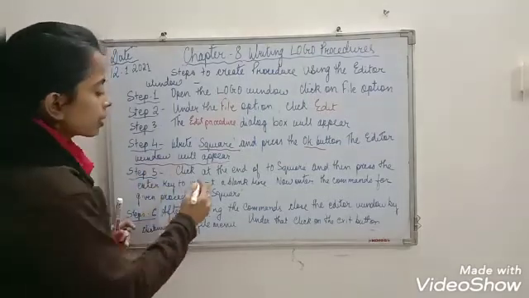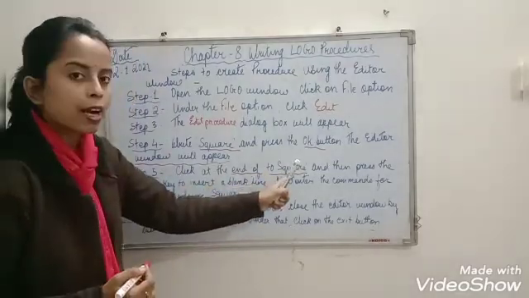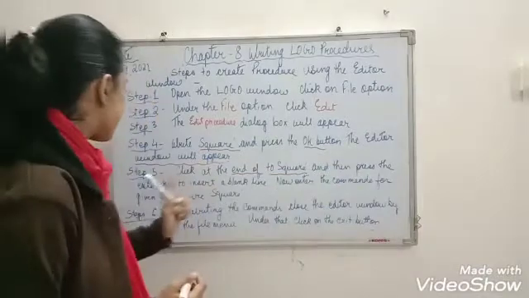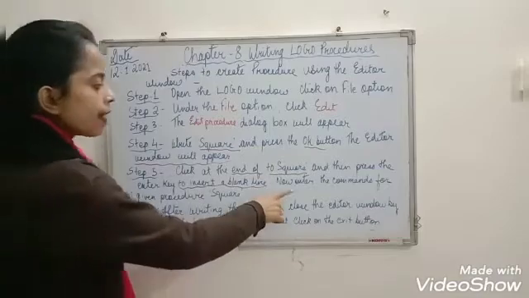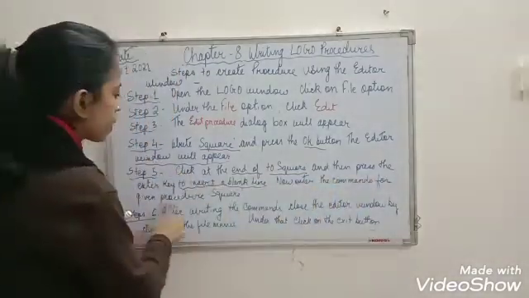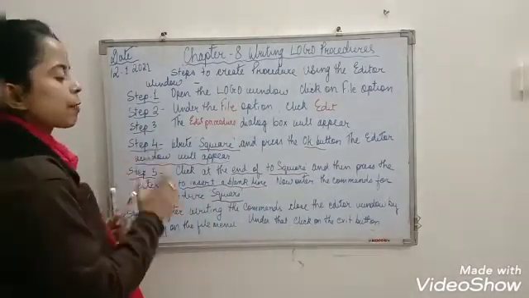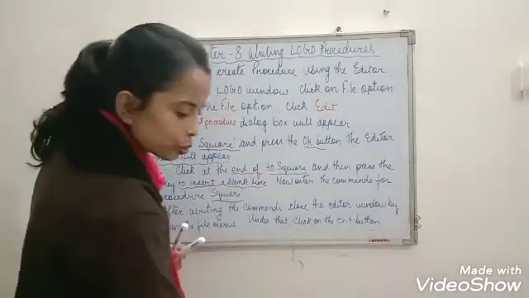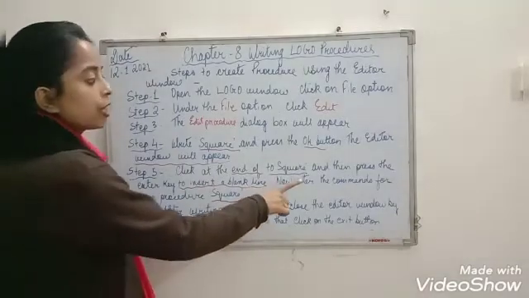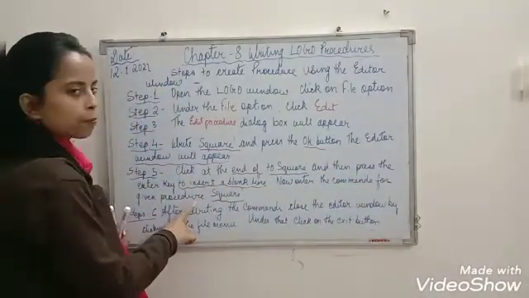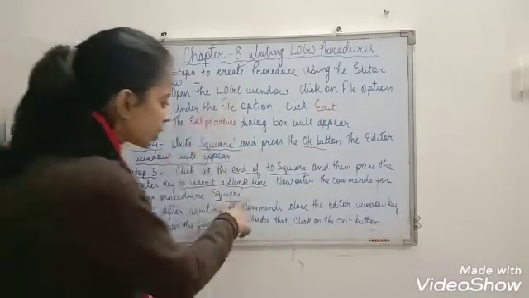Step number 5, click at the end of the line "to square" and then press the enter key to insert a blank line. Alright? Now enter the commands for the given procedure, that is square. So step 5, what is given here? Click at the end of "to square" and then press the enter key to insert a blank line. Now enter the commands for the given procedure. The new procedure is what? Square. Now here you have to enter all the commands for square.